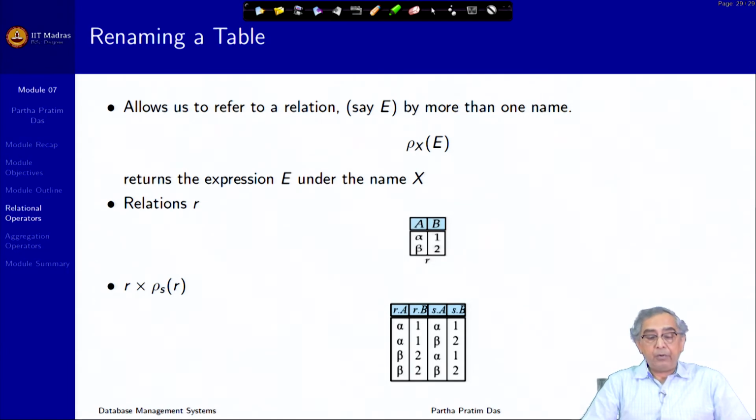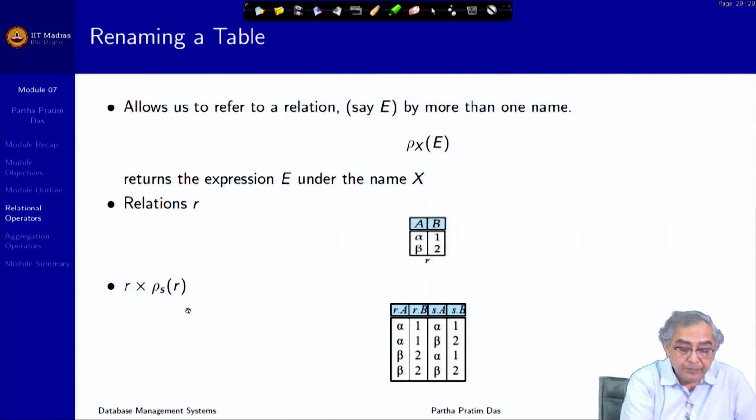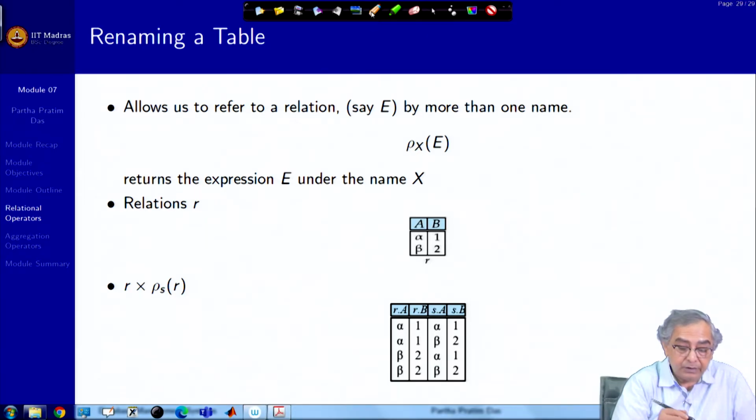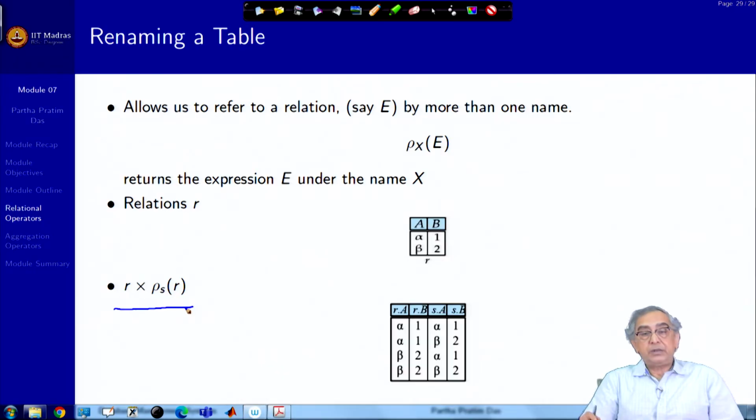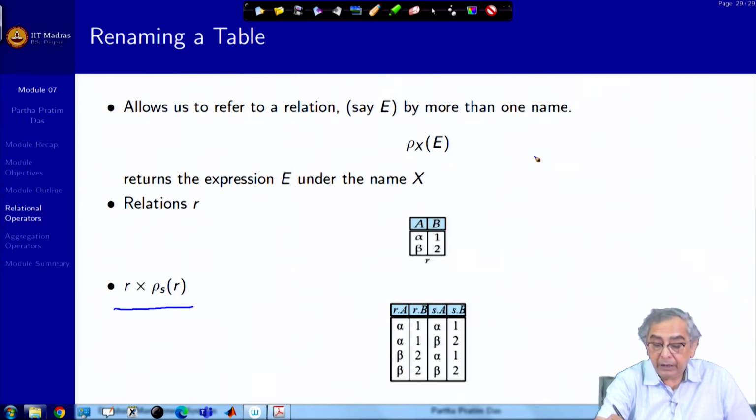So, how do you rename something? The renaming is also required because you may want to rename a relation, because suppose you want to do a self cross product, R cross R.